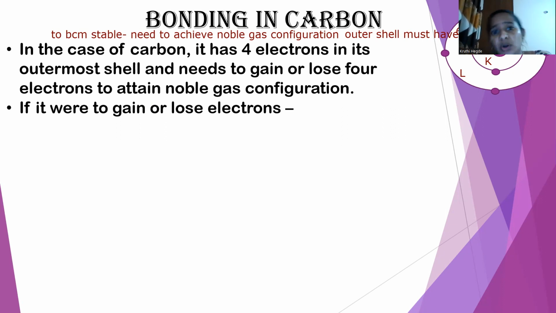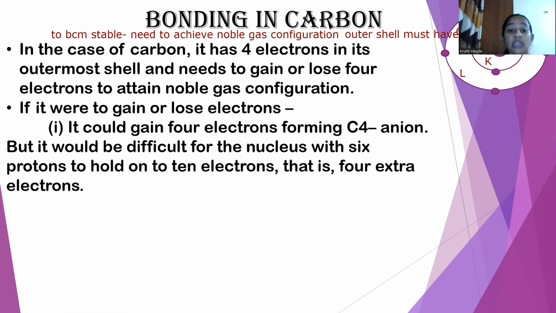Either it will lose electron or it will gain electron. We learned this in the reaction of metal with non-metal: metal loses electron, non-metal gains electron, right? So generally elements lose or gain electrons. If carbon were to gain, it would gain 4 electrons forming C4 minus anion. When the electron is gained, it gains negative charge, so it forms anion.